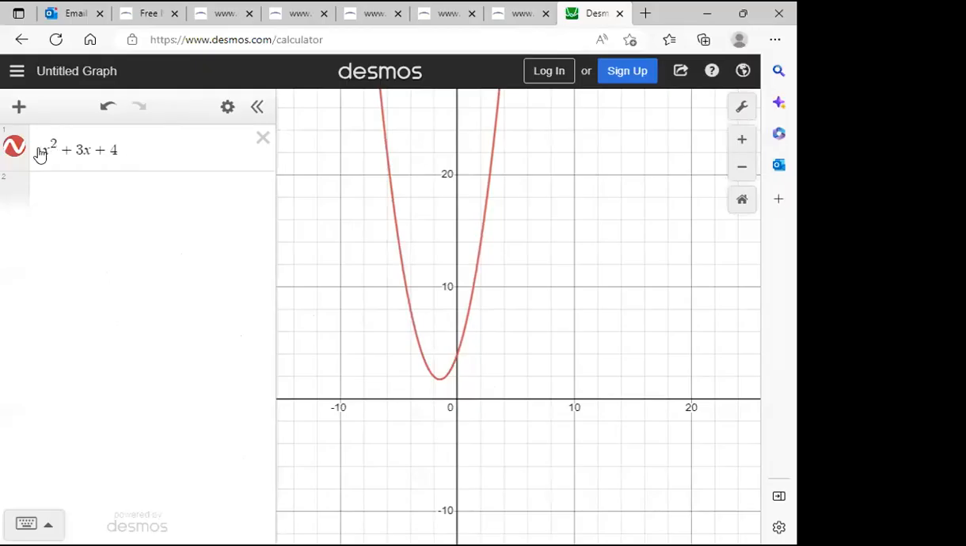Have a wee look at that equation, 4x squared plus 7x.